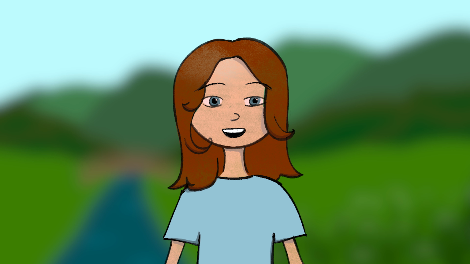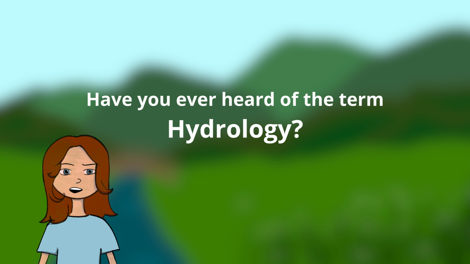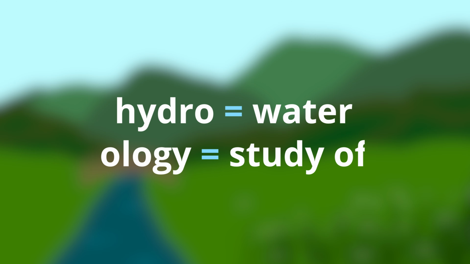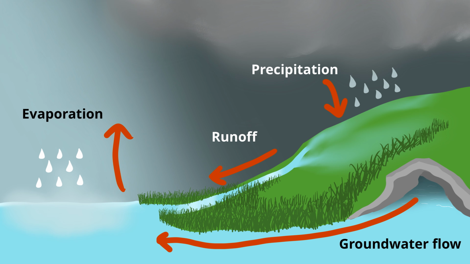Let's dive in. Have you ever heard of the term hydrology? What do you think it means? Let's break it down. Hydro is a root meaning water, and ology means study of. Hydrology, therefore, is the study of the distribution and quality of water on Earth. One of the most important concepts in hydrology is the water cycle, which describes how water moves through Earth's systems.